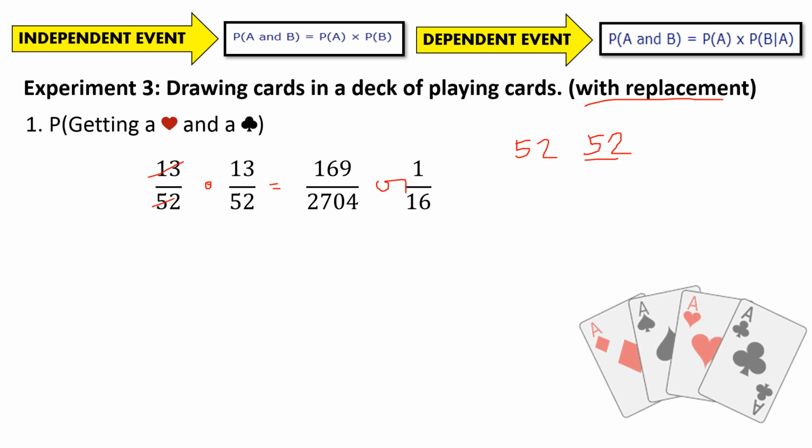Simplifying to the lowest term, 13 over 52 can be written as 1/4. Same with the other one, this can be written as 1/4. So 1/4 times 1/4 gives us 1 over 16 instantly as our final answer.